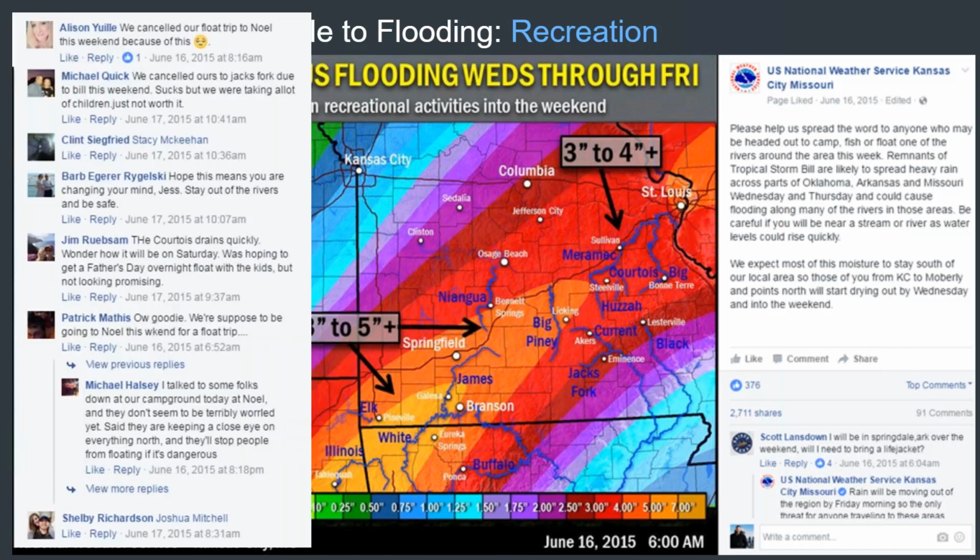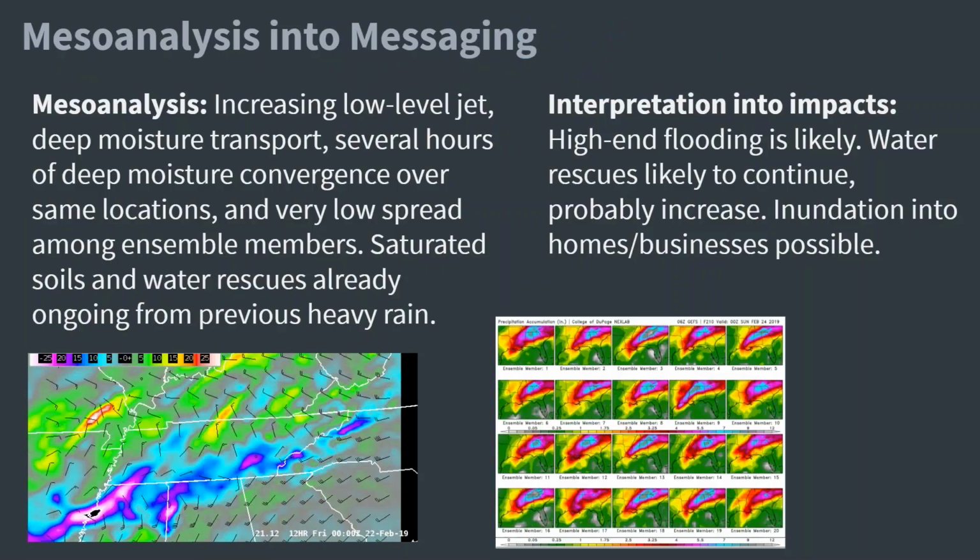And when we singled out these rivers, like the Meramec, like the Niangua, like the Elk, people took it a lot more seriously. And you got a lot more comments saying, okay, we canceled our trip down the Niangua because of this. We canceled our trip on the Jacks Fork. I'm calling the campground. So people taking it a lot more seriously and taking a good action in response.